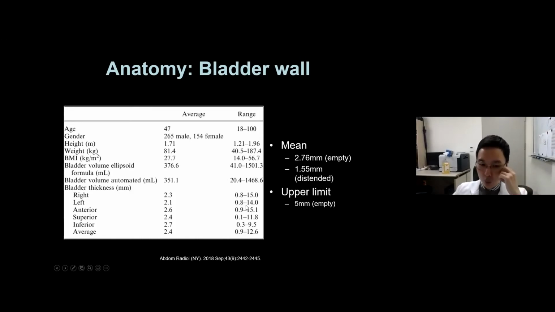So when there is a bladder thickness more than this, we can have suspicion about this kind of lesion. Asymmetrical mural thickening should be viewed with suspicion when we encounter these lesions in the CT or ultrasound.